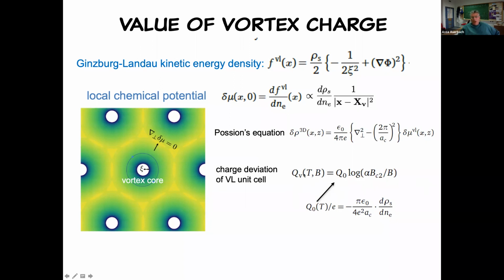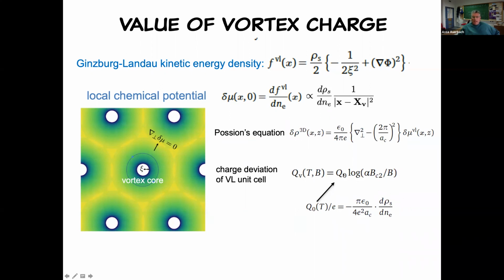And the total charge is given by a very simple formula that I can explain. It has some magnitude, and it has a logarithm in the magnetic field divided by B_c2. B_c2 is related to ξ, the vortex core size, and B is related to the distance between vortices. So essentially you have to integrate 1 over r squared over two dimensions of a distance, which is related to B, and the integral will give you a log of 1 over B.